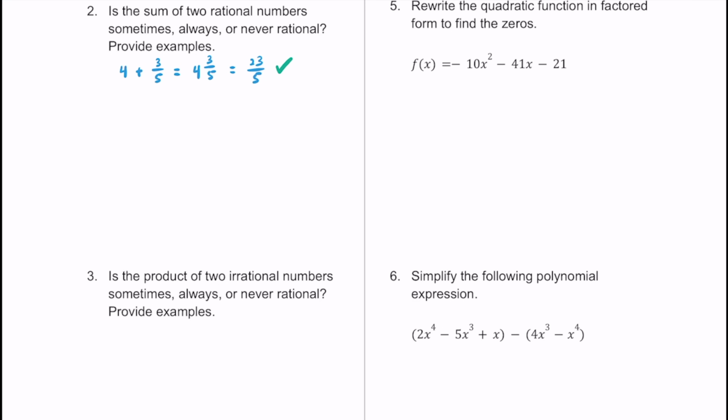I guess if we try to think of something else, what about if it's like a decimal, right? Maybe something like 4.3. If you add, I don't know, something like 1.1 to that, what's that equal to? Well, that's 5.4.